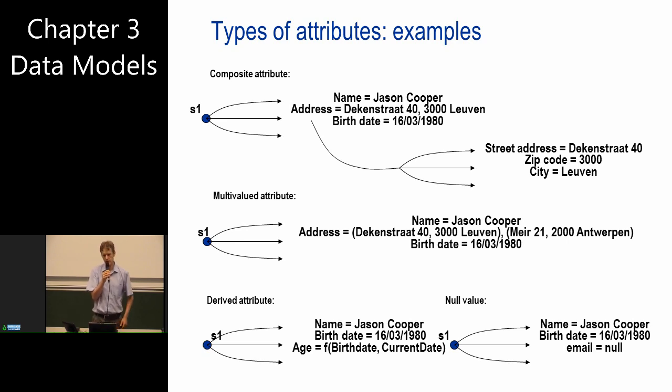A null value means a value that is unknown or inapplicable. So here you can see Jason Cooper with a birth date, and imagine that Jason Cooper is still a bit outdated and does not have an email address. Well, then you can see that email equals null.